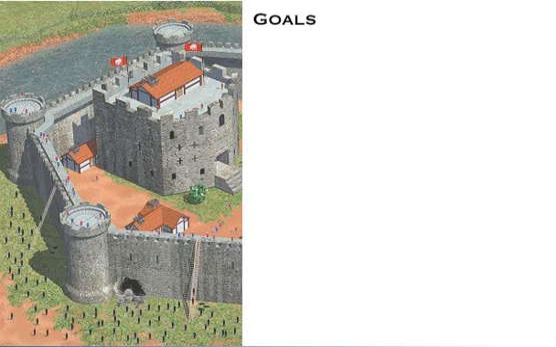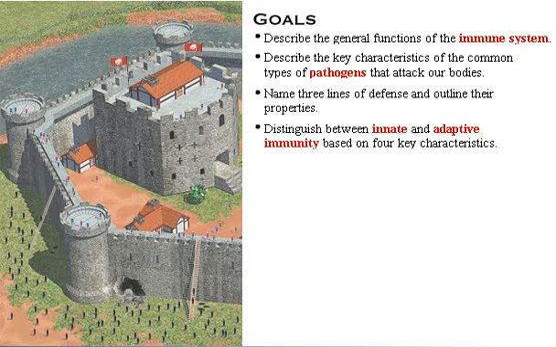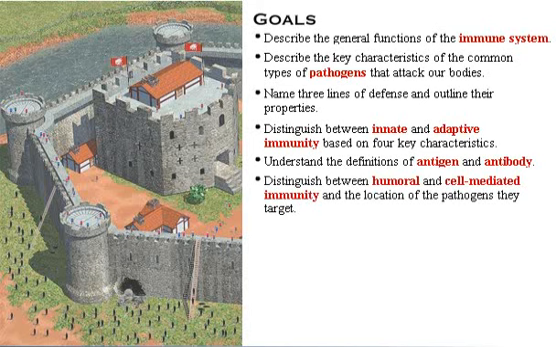Your goals for learning are to describe the general functions of the immune system, to describe the key characteristics of the common types of pathogens that can attack our bodies, to name the 3 lines of defense and outline their properties, to distinguish between innate and adaptive immunity based on 4 key characteristics, to understand the definitions of antigen and antibody, to distinguish between humoral and cell-mediated immunity and the location of the pathogens they target.